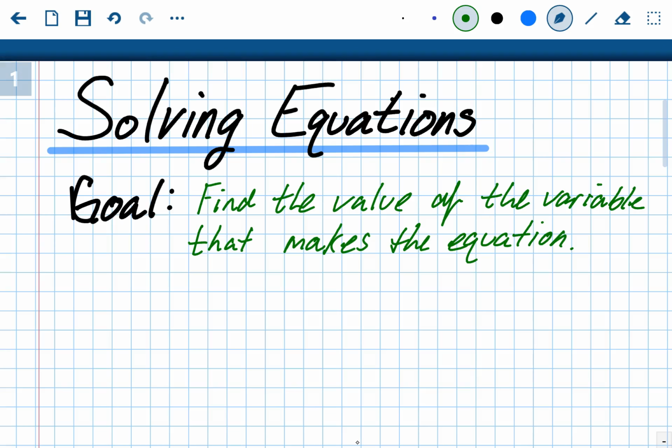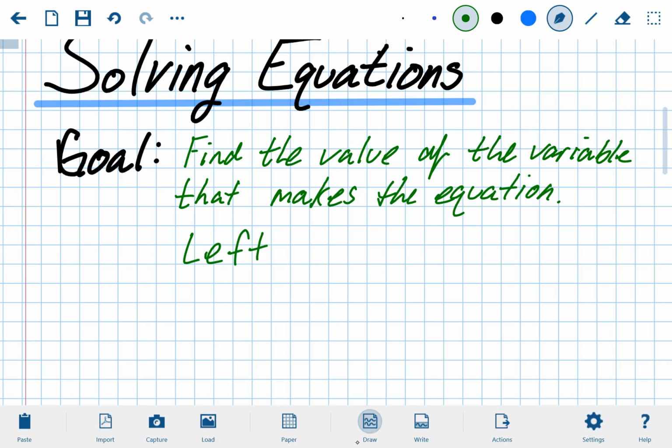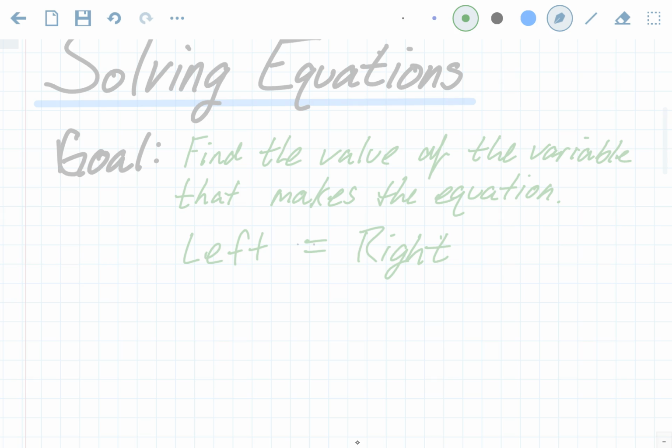A more basic form is we're trying to get the left side of an equation to equal the right side. Remember that an equation is more of a sentence, so you're trying to complete that sentence. The left side is something, the right side is something. That equal sign says that they're equal. So you have to figure out what value is going to make it true.